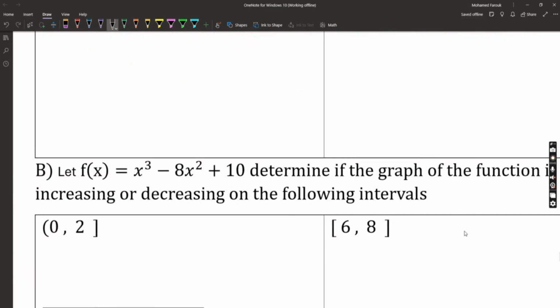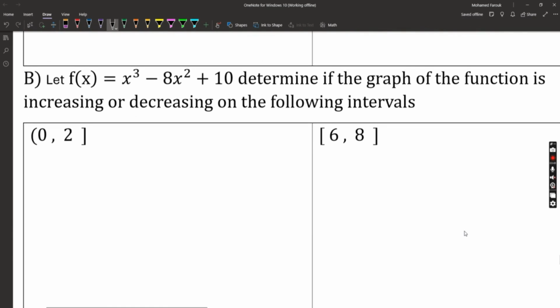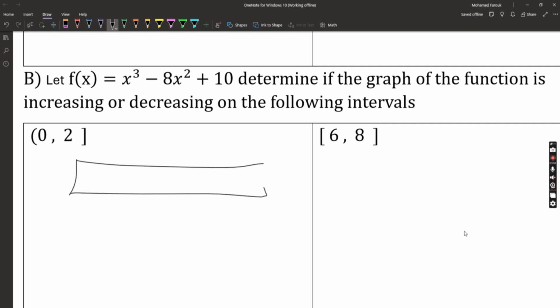Okay, let's continue. Determine if the graph function is increasing or decreasing on the following interval. We will do the same. We'll make a table. This is 0 to 2. You can make your steps 0.5, for example. You cannot insert 0 because it's not included in your domain, so it will be x, f of x. You can start from 0.5, 1, 1.5, and then 2.